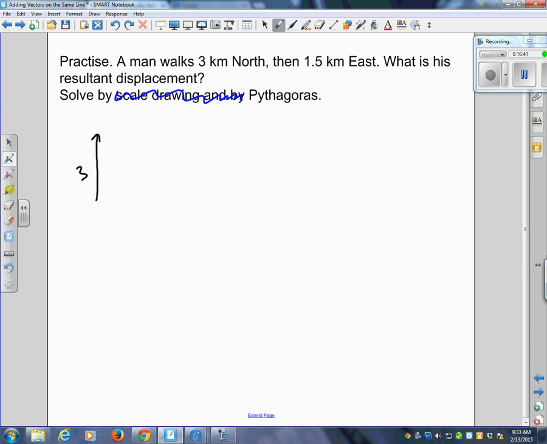I saw quite a few people with this. It's got to be this. Tip to tail. He walks 3 north and then 1.5. It must be tip to tail. Now, what if I drew this, Mr. Bennett? What if I went 1.5 and then 3? That's okay. It just doesn't match the story here, right? Is it going to give you the same answer? Yep. But the better one is likely this one here, right? Where is the resultant? From where you started to where you ended. Label that with an R for resultant.